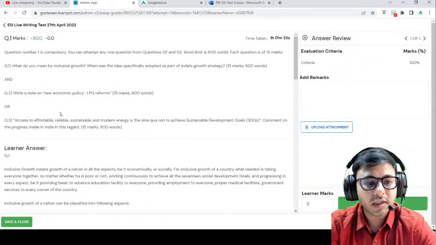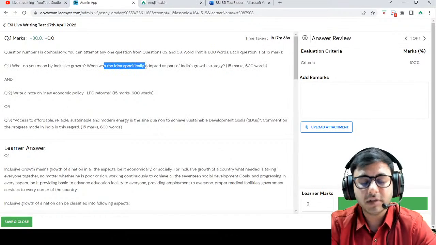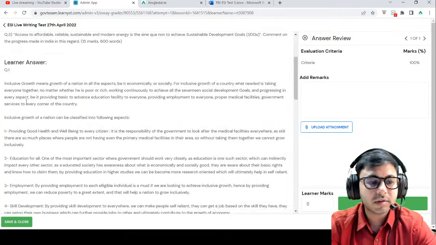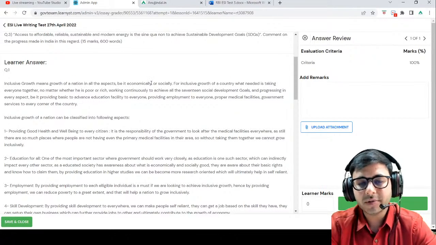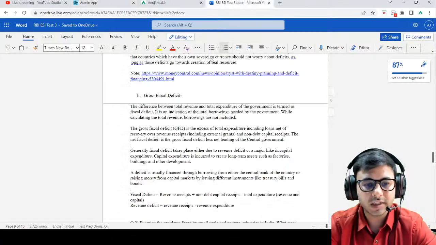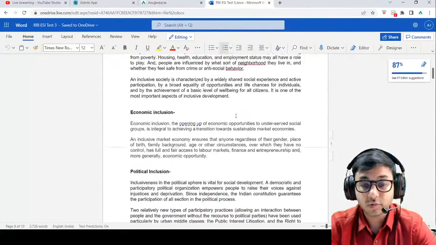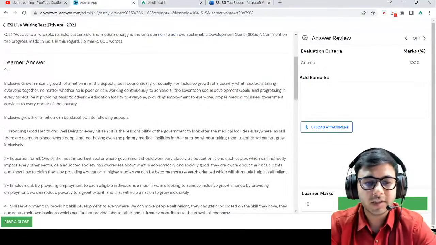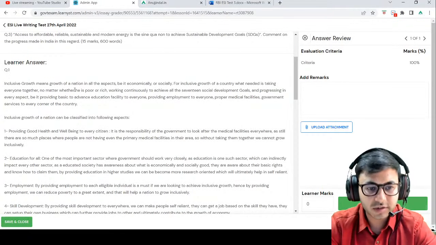Okay, let's start with the first question's answer. What do you mean by inclusive growth? Where was the idea? When was the idea adopted? Inclusive growth means growth of a nation in all the aspects, be it economically or socially. Economic, social, or I think financial tha. The third one was political. Political inclusion. Yes.